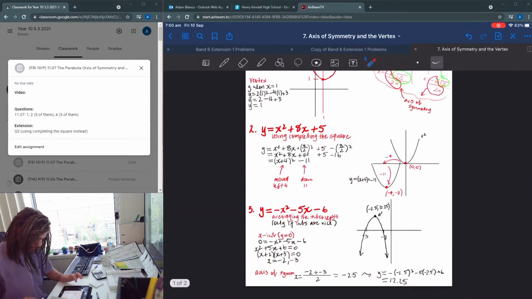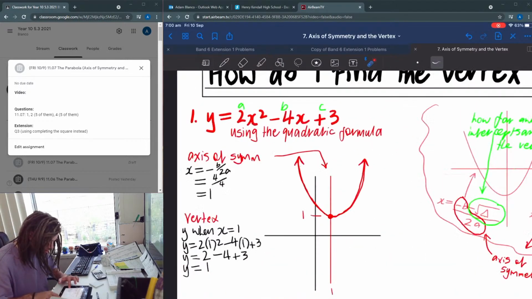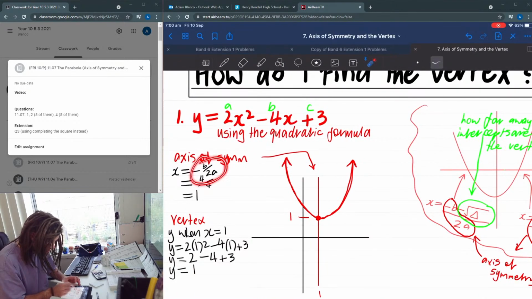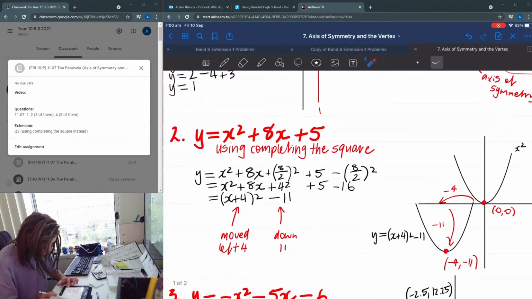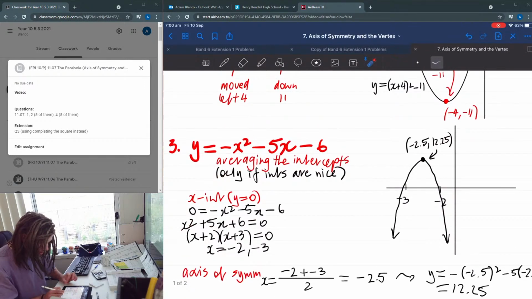Okay, so, 3 ways of doing it. You can use the quadratic formula, or just part of it, minus b on 2a, or you can complete the square and move it, or you can find the intercepts and just find the average. Again, there's just so much stuff, but I'm going to summarize it next.